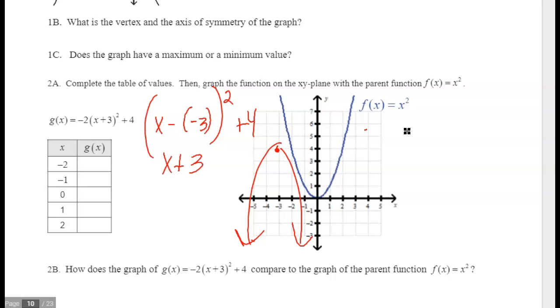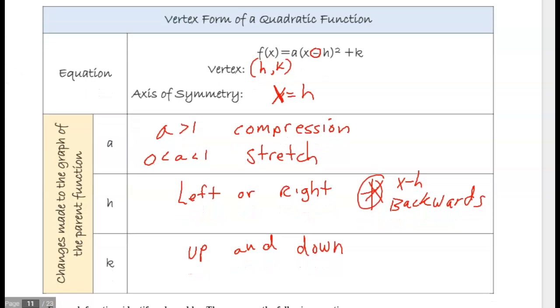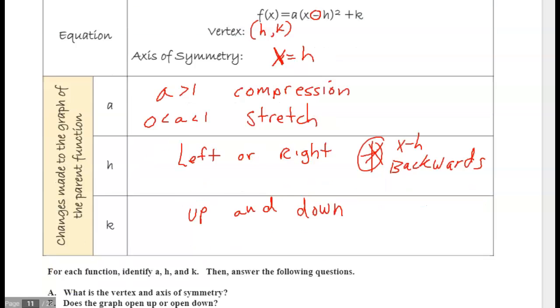But that's always what's going to throw people: because you have this minus sign as part of the equation, that h part is always backwards. So kind of an asterisk there. Remember, it's x minus h, so it's backwards. And I'll be honest, if you're taking a test or quiz, the easiest thing to do is to quickly put it into Desmos and see what it does, which is exactly what we're going to do here.